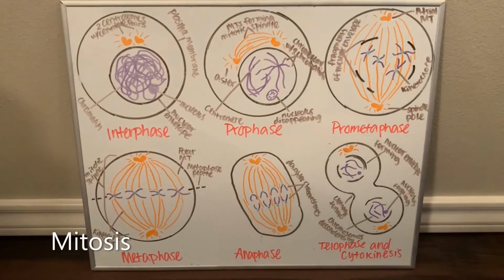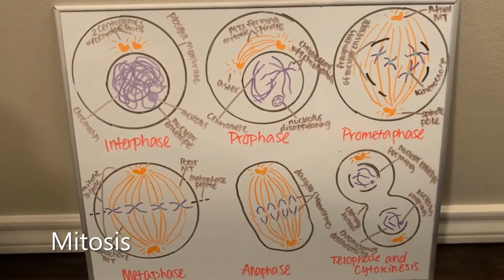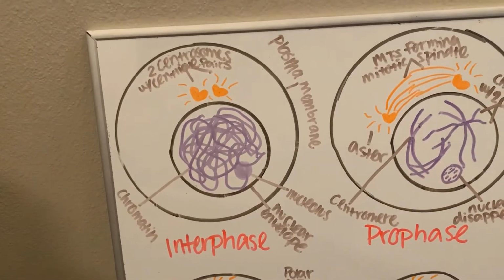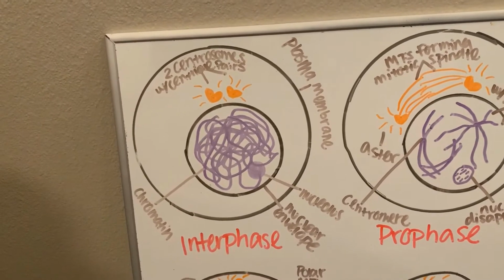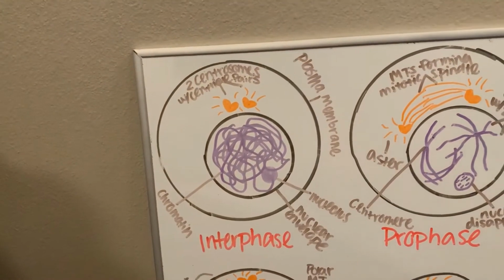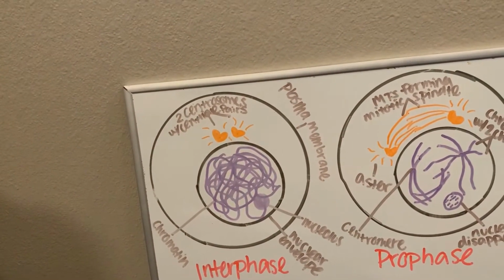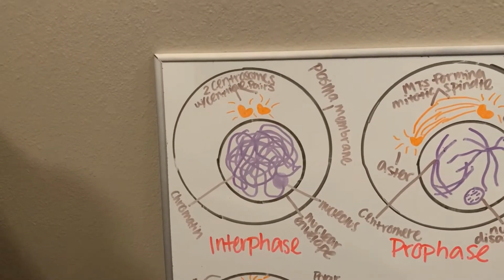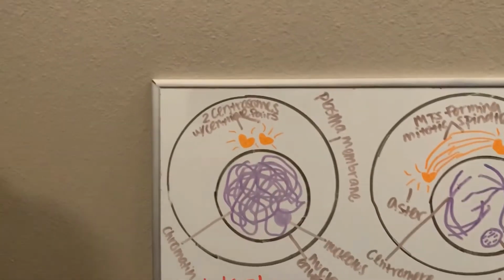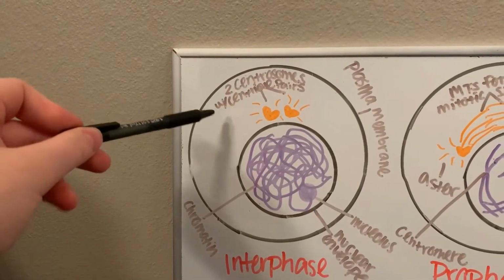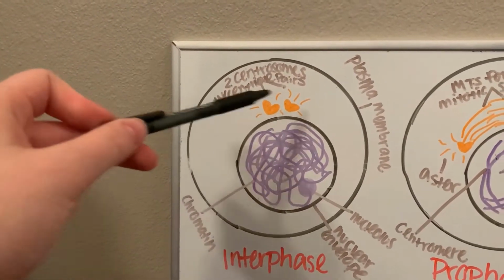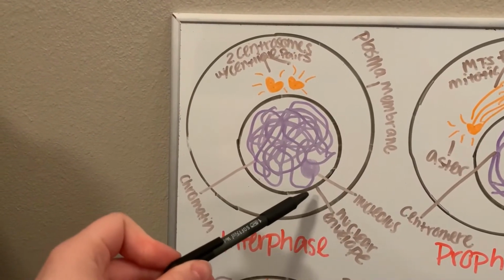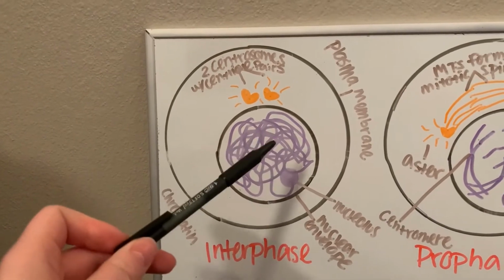Okay, so I drew this stuff out to talk about mitosis, but before mitosis happens, interphase occurs, which is the growth phase, and in the S phase of interphase, the nuclear DNA doubles. And so we can see two centrosomes with centriole pairs, the plasma membrane, the nucleolus, the nuclear envelope, and then condensed chromatin.